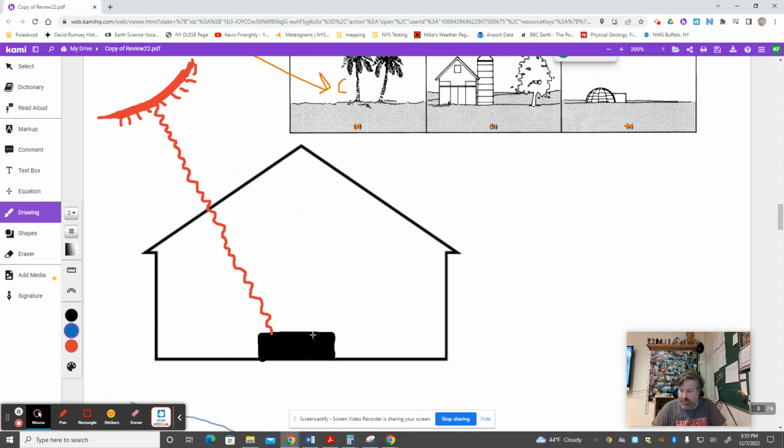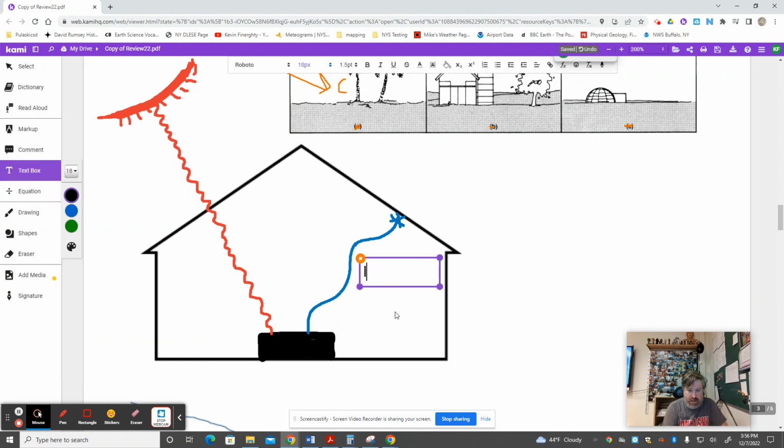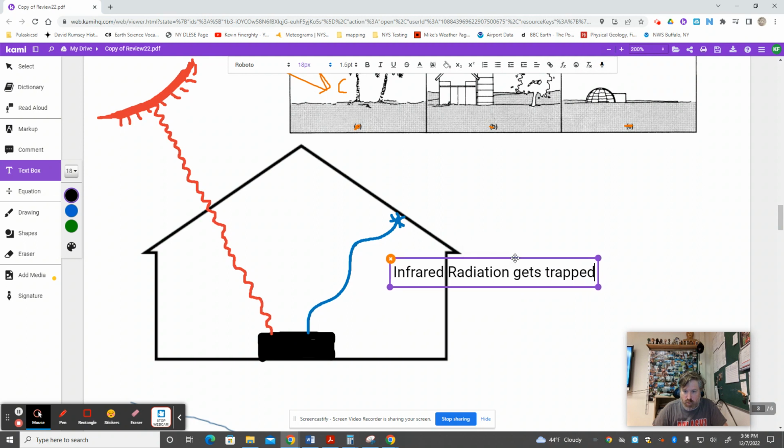And then the big mystery of this whole thing is that things that are warm give off infrared radiation, which is a longer wavelength. And that longer wavelength cannot make it back out through the glass. Infrared radiation gets trapped. That's what a greenhouse is: an infrared radiation trapping device, right?